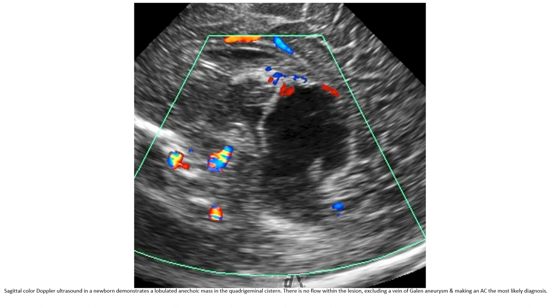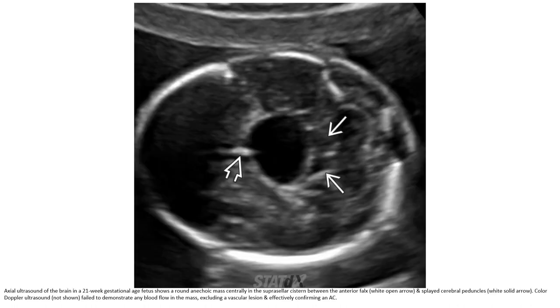Sagittal color Doppler ultrasound in a newborn demonstrates a lobulated anechoic mass in the posterior fossa. There is no flow within the lesion, excluding a vein of Galen aneurysm and making an arachnoid cyst the most likely diagnosis.